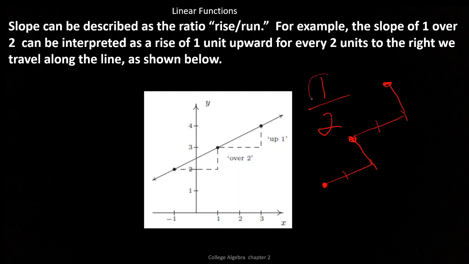So 1 in the numerator means change in y and is positive, that means it's up. And then change in x is also positive, that means it's to the right. So when we say slope is 1 over 2, that means for every 2 units of change in x, the y goes up 1 unit.